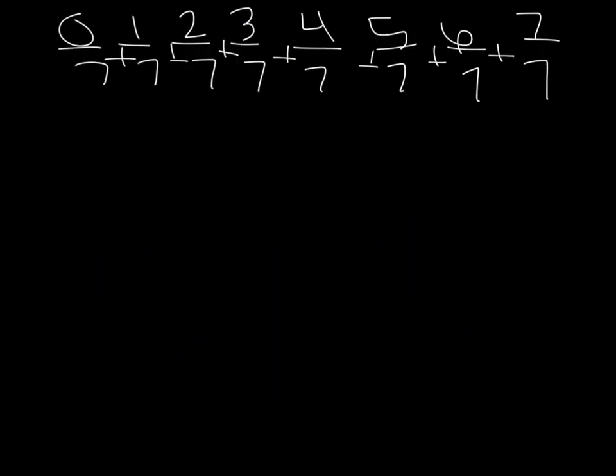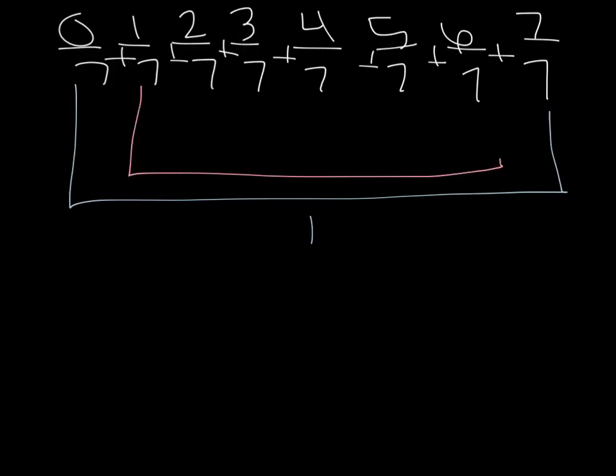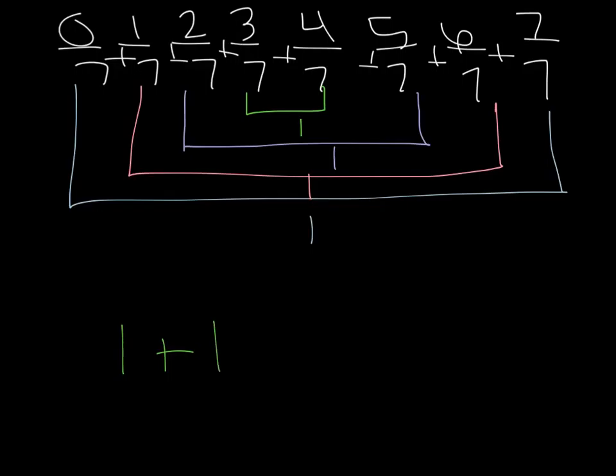Now we're adding together sevenths. So we're going to start with 0/7 and 7/7 equals 1. 1/7 and 6/7 equals 1. 2/7 and 5/7 equals 1. And then we have 3/7 and 4/7 equals 1. And we don't have anything left over. So we have 1 plus 1 plus 1 plus 1 equals 4.